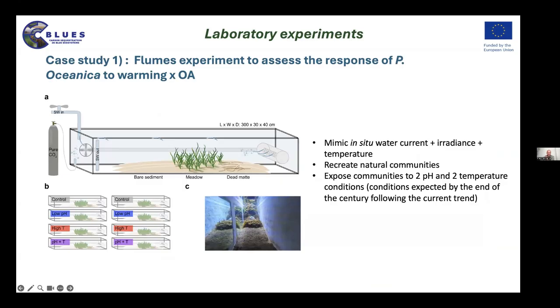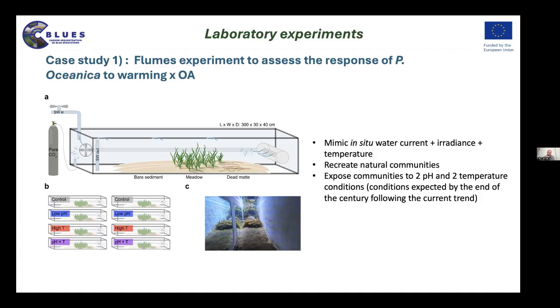Here's a schematic of what we did. We expose them in those 3 meter long flumes. We keep them under those conditions for several months. And we really wanted to mimic the in situ water current, irradiance and temperature in order to match what we observe in the field. We recreate the natural community, and then we expose them to different conditions of pH and temperature. For temperature, we're trying to follow the natural daily variation as well as the seasonal variation, so matching what they experience in the field at the same time.